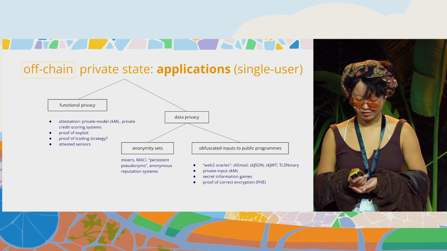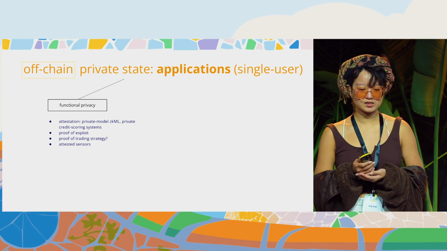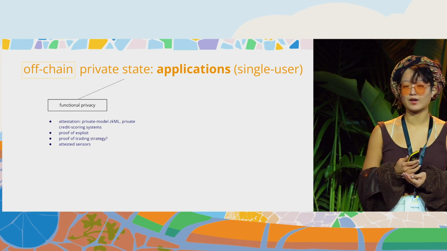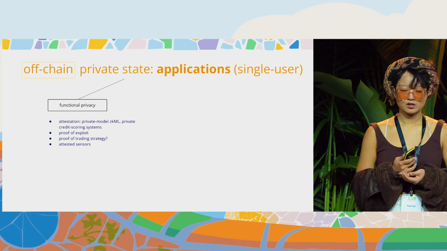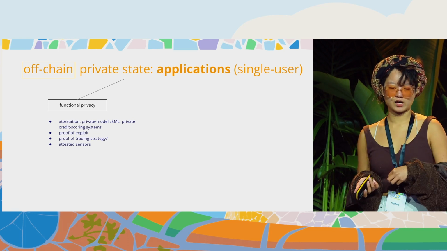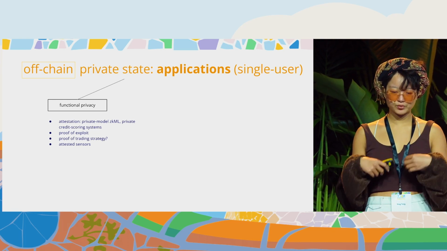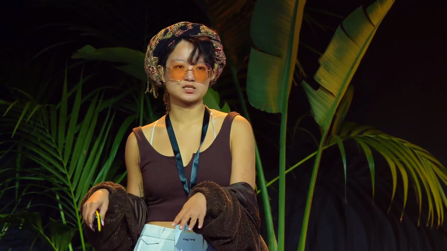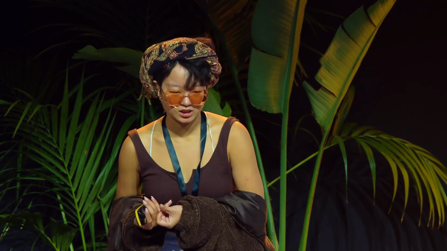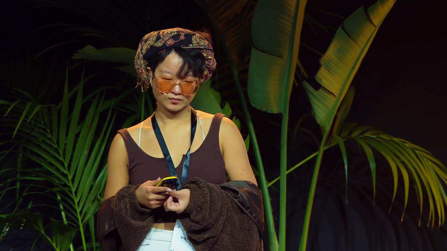And in the same spirit, if you have some kind of exploit that violates some invariant, you can prove the effectiveness of this exploit without having to reveal it. Same story with a bespoke trading strategy, attested sensors.